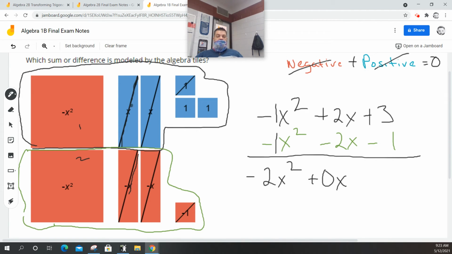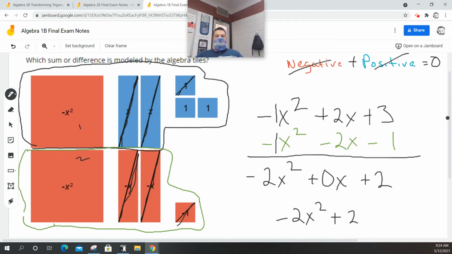But notice in the algebra tiles, I'll cancel this one blue with this one red. Another blue cancels with the other red. How many x's do I have left after I cancel the reds and the blues? 0. What's 3 minus 1? 2. After I cancel this one, which is blue and positive, with this one, which is red and negative, I have 2 ones left over. So now to finish it, I have negative 2x squared plus 2.